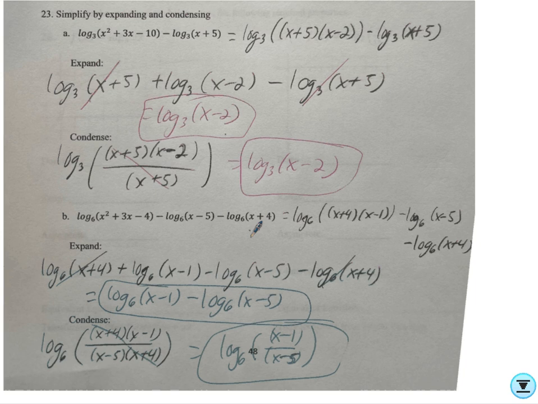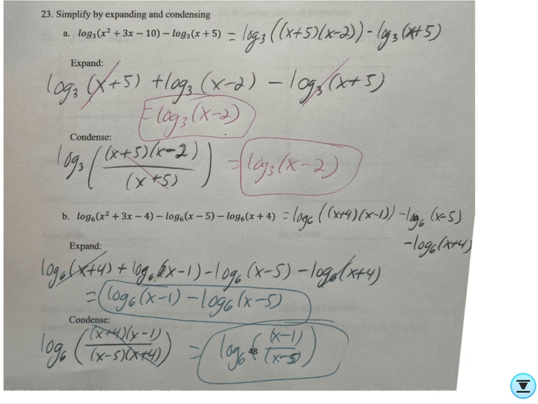All right, letter B. I took the first step initially the same way. I factored this x squared plus 3x minus 4 into x plus 4 and x minus 1. These should really be on one line. I just ran out of room, like you see here. So for expanding, I again broke these apart and added them. So that's how I got log base 6 of x plus 4 plus log base 6 of x minus 1.